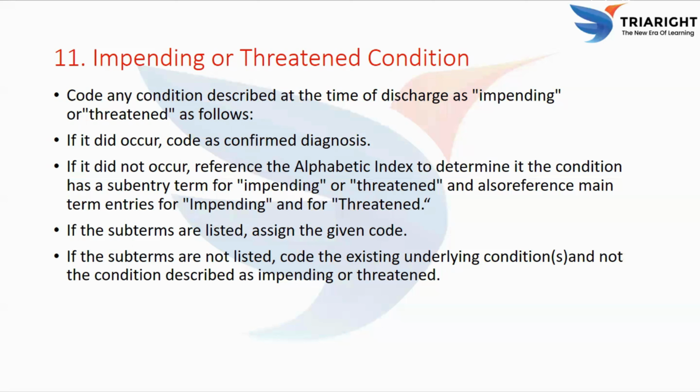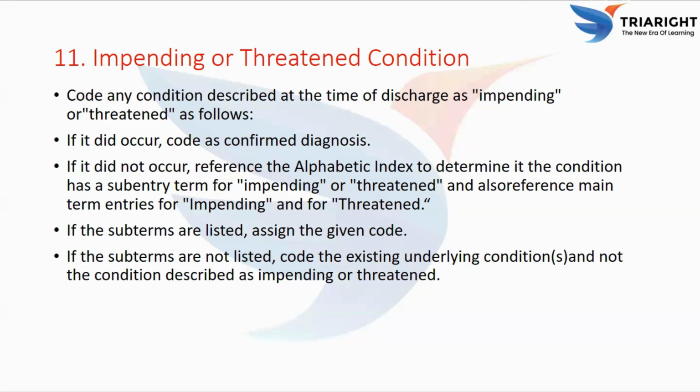So you always have to check whether the impending or threatened condition actually occurred, and whether ICD-10 provides a specific code for it. For example, an impending myocardial infarction means it is confirmed as MI. Threatened miscarriage, it has not occurred yet. You have to code the threatened abortion. For example, impending appendicitis, it didn't happen, no symptom, so you have to code the underlying condition like abdominal pain, etc.